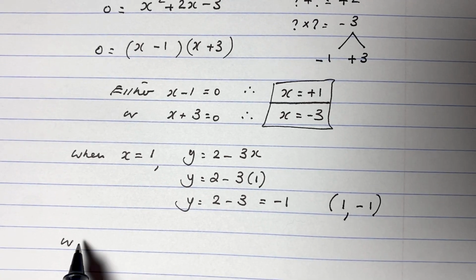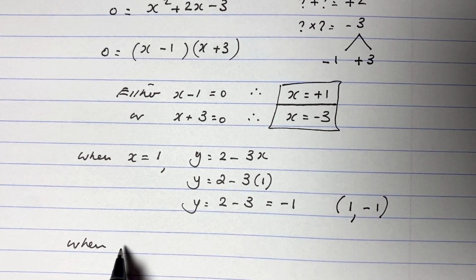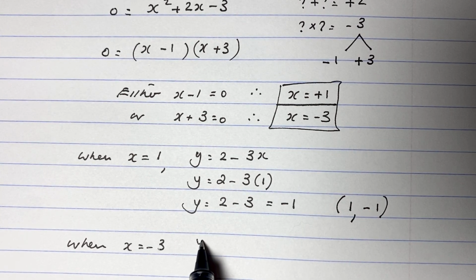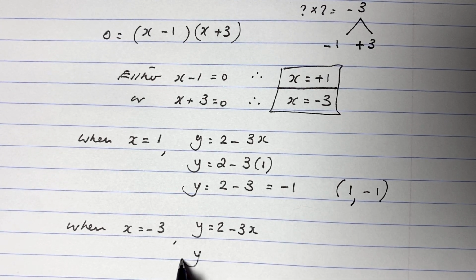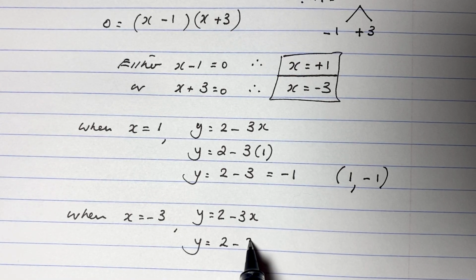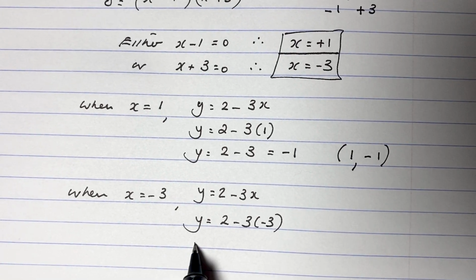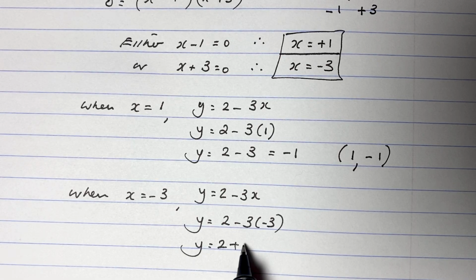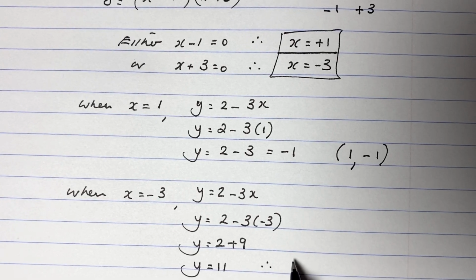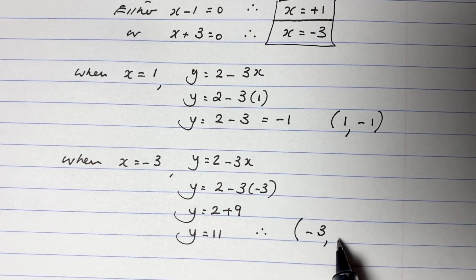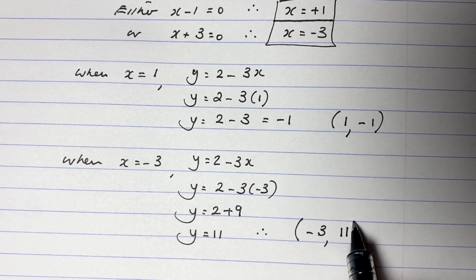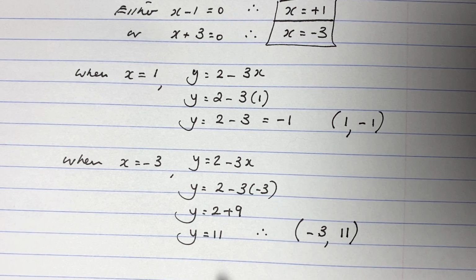And the other point would be when x equals minus 3. Using the same equation to substitute in, y equals 2 minus 3 lots of minus 3. y equals 2 plus 9. So y equals 11. Therefore, the other point where the line and that parabolic curve meet would be the point with x coordinate minus 3 and y coordinate 11. That would be the end of this question.